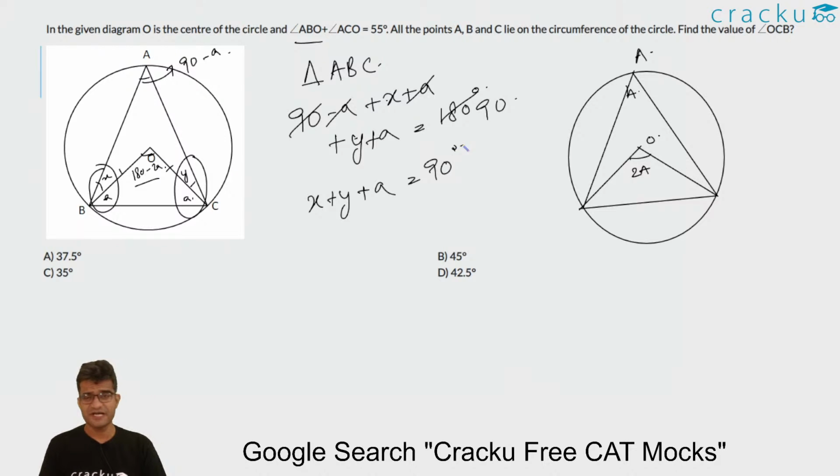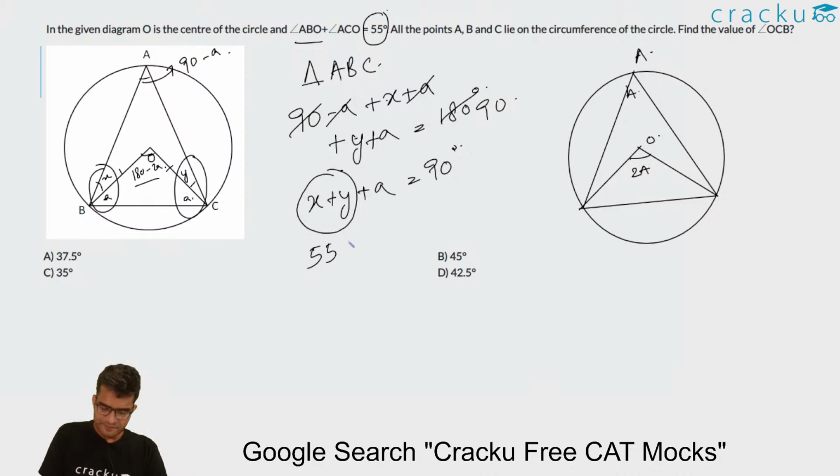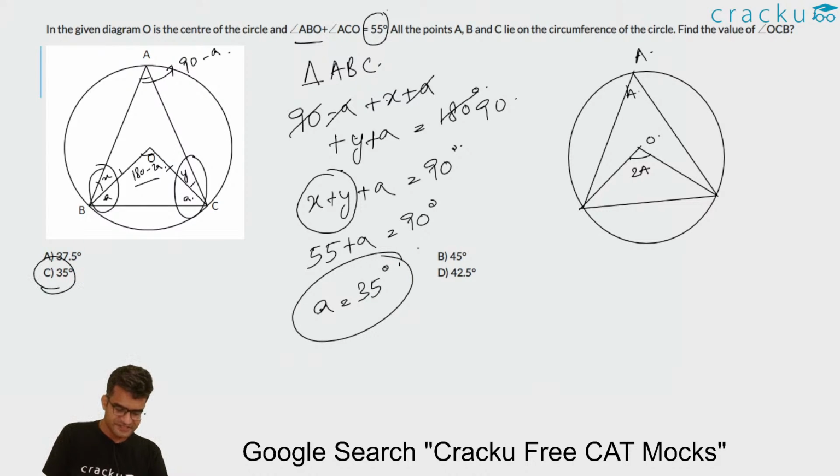Why is this important? This is important because we know the value of x plus y, that is given to be equal to 55 degrees. So 55 plus a is equal to 90 degrees, or the value of a is equal to 35 degrees. So the answer for this question is option C, which is 35 degrees. Let us now look at the next question.